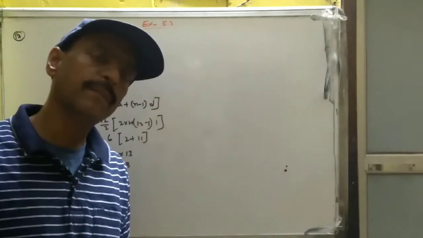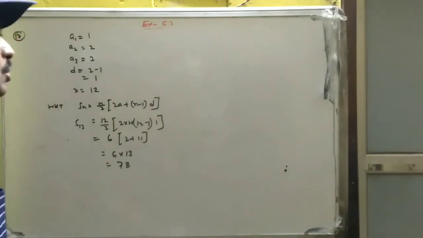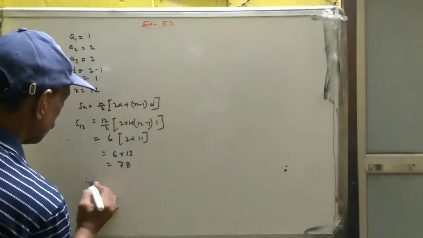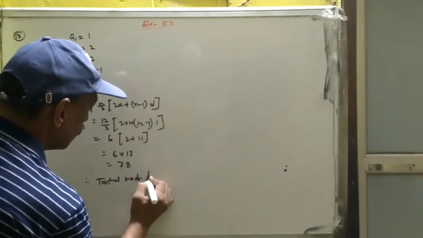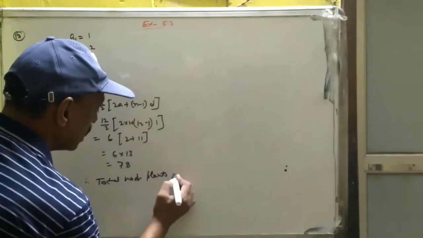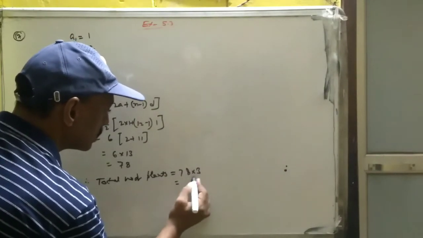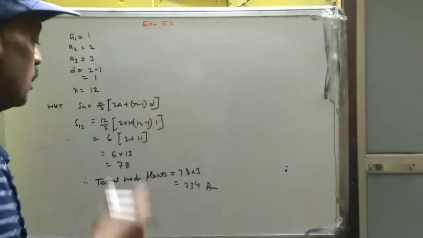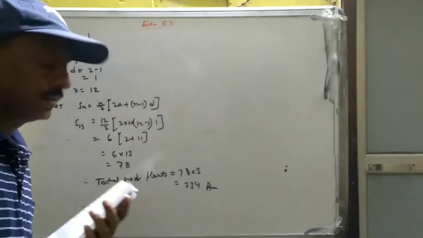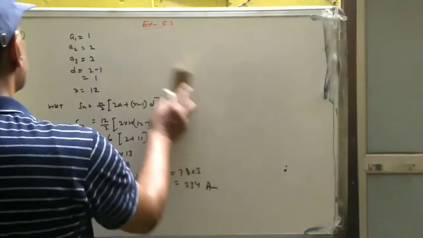So whatever the result is there, it should be multiplied by 3. Therefore, the total number of plants is equal to 78 into 3. So this is the solution of question number 17. Take the next question. This is question number 18.